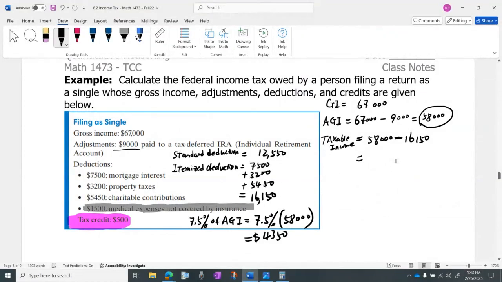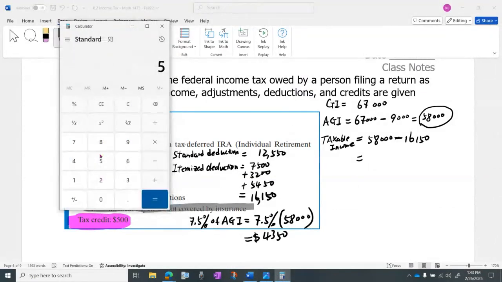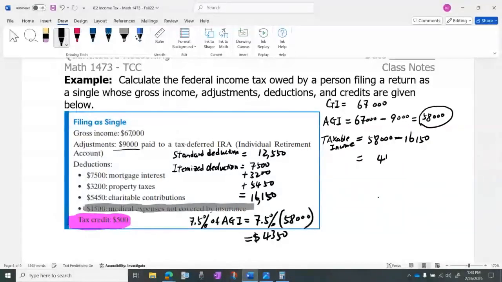All right, we were here. We decide to use the itemized deduction because it's higher than the standard deduction. Then we do AGI 58,000 minus itemized deduction $16,150. That is 41,850. So the taxable income is $41,850. Okay, finally.